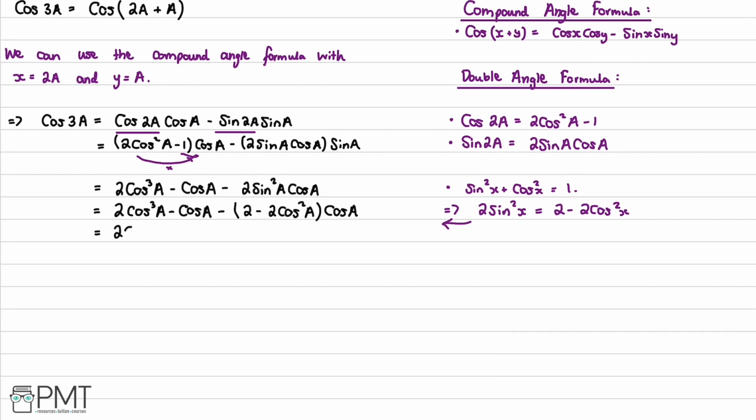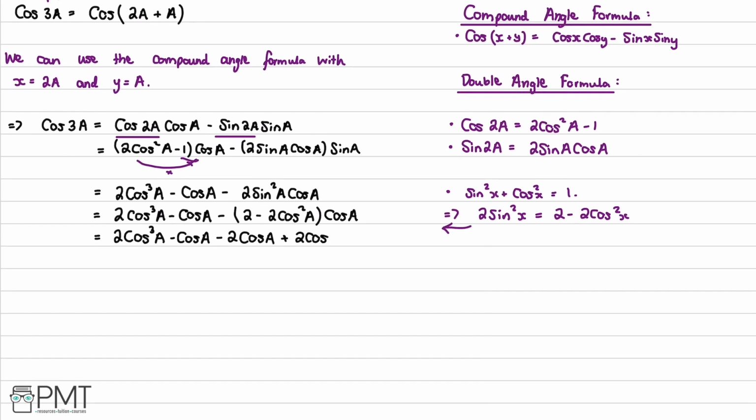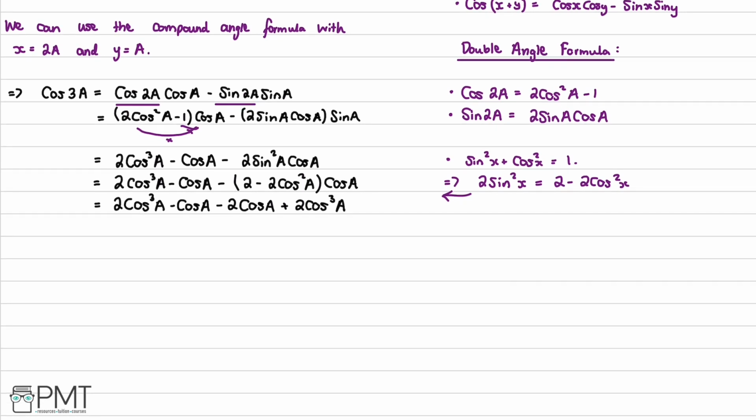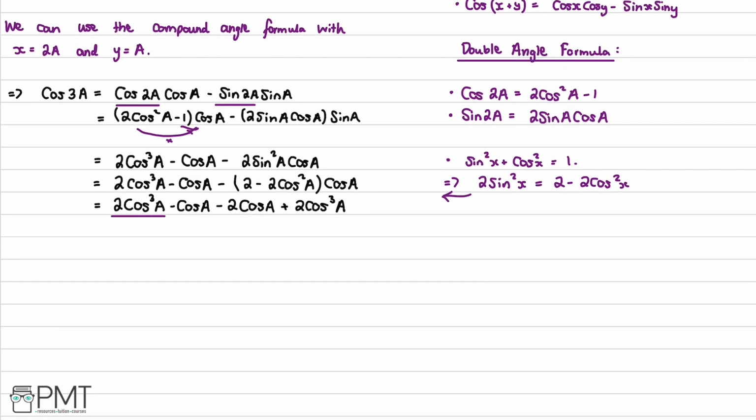All that's left for us to do now is expand these brackets further. Our first bit remains the same, 2 cos cubed a minus cos a. Then this time we're going to have minus 2 lots of cos a, and then we take away the negative, so we'll add on 2 lots of cos squared a multiplied by a, so that's cos cubed a. Now we can combine these terms together. We now have 2 cos cubed a, and we have 2 cos cubed a, and then we have cos a and cos a here.